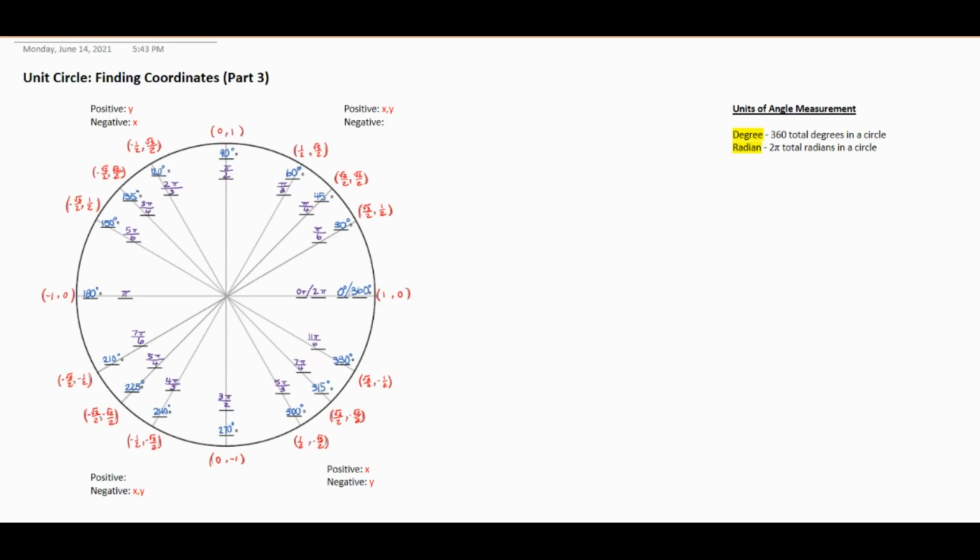If you would like to see how to find the degrees or radians within this unit circle, refer back to part 1 and 2 of my videos.